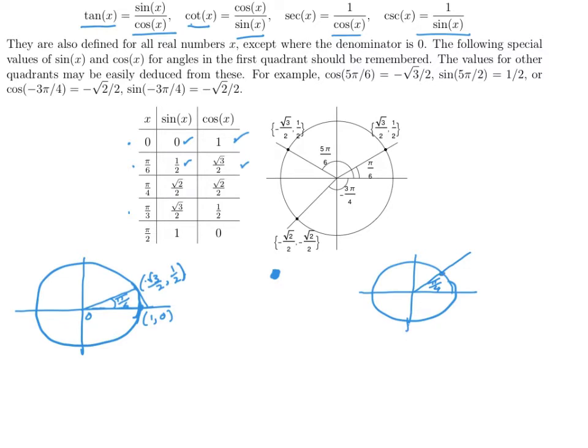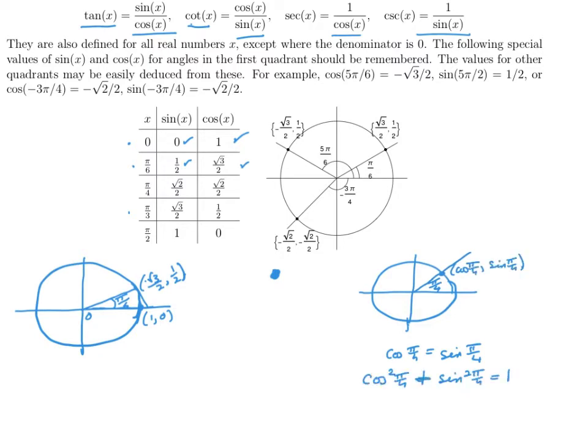This ray that comes from the origin making an angle of pi over 4 with the positive x-axis lies along the line which is the diagonal of the plane, and the coordinates of every point on that line are always equal. So you know that cosine pi over 4 equals sine pi over 4. And furthermore, you know that this point lies on the unit circle, so the sum of the squares is 1.